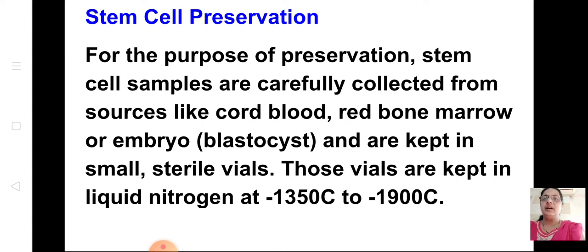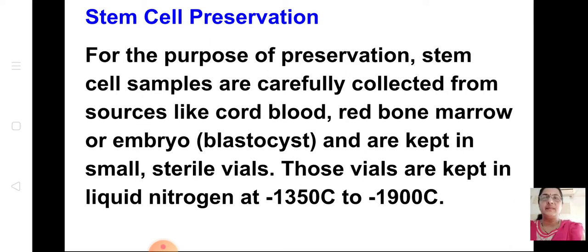Okay, these vials are kept in liquid nitrogen at minus 135 degrees Celsius to minus 190 degrees Celsius. Okay, so this is for the preservation.